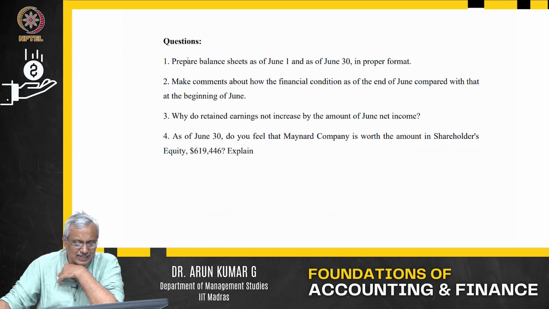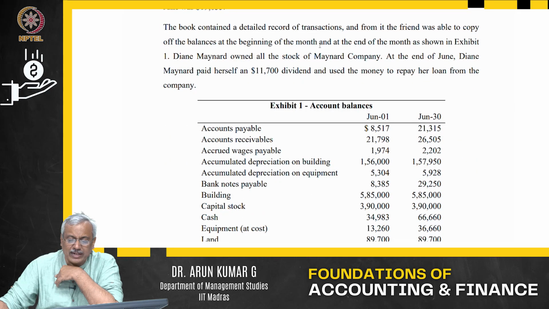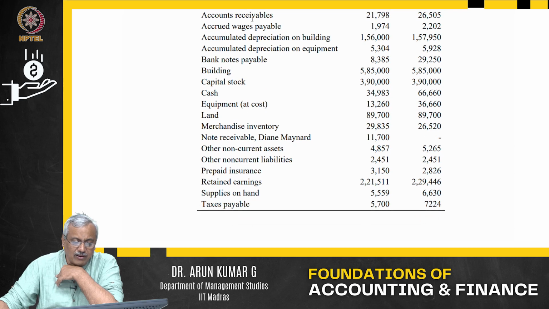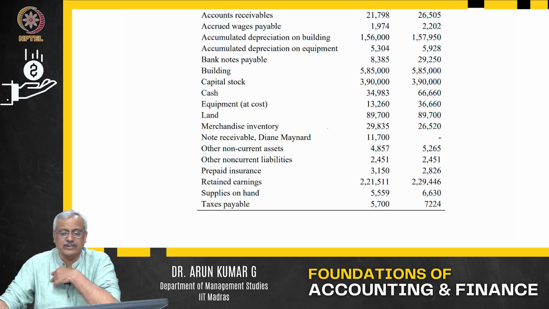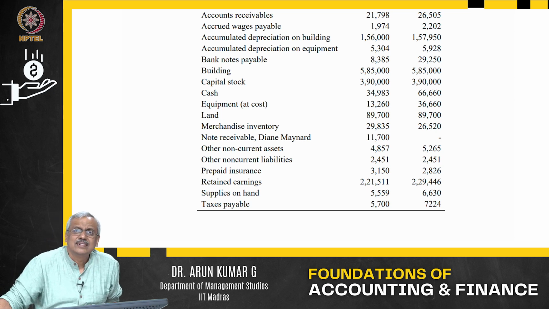Now, let us answer only the first question. Let us not worry about all that. Prepare the balance sheets as of 1st and 30th of June. Two balance sheets, opening and closing, as on 30th of June. These are the details which are all given here, the balances are all given here. It is a very simple task. All I have to do is classify which is an asset, which is a liability, and go on preparing.